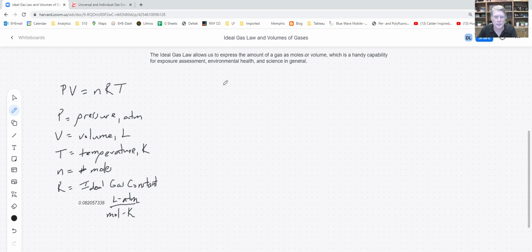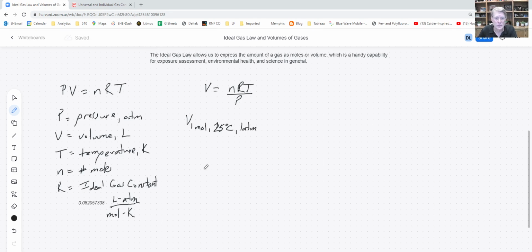Alright, so we want to use the ideal gas law to understand the relationship between the number of moles of a gas and the volume of the gas. So to do that, let's rearrange the equation solving for volume. So that would be V equals nRT over P. Great. So now let's calculate the volume of 1 mole of a gas at a given temperature and pressure. So I'm going to write it this way: volume of 1 mole. And I'm going to say, let's do it at 25 degrees Celsius and 1 atmosphere of pressure.